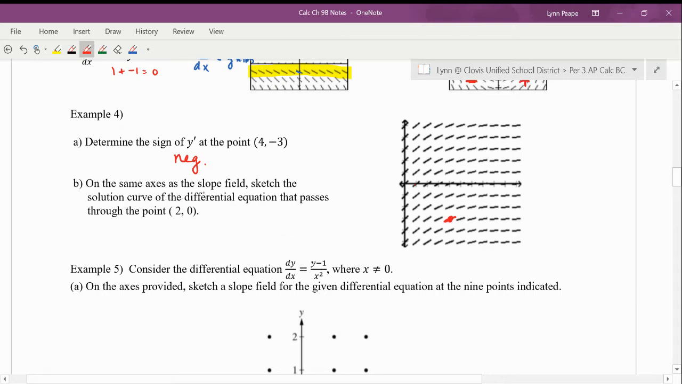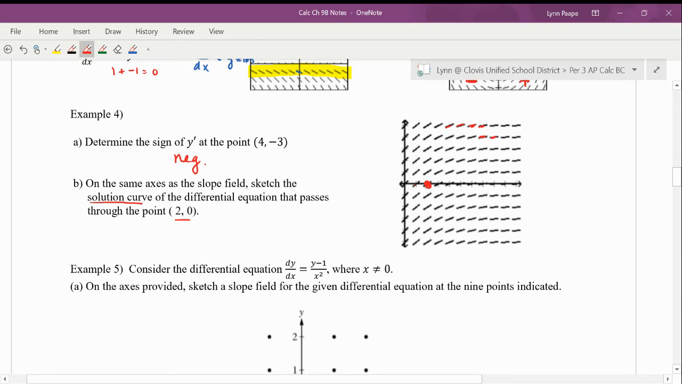So on the same axis as the slope field, we want to sketch a solution curve of the differential equation that passes through the ordered pair 2, 0. So let me erase this one. So at 2, 0, so that would be right here. So what that means when they ask us for a solution curve is that all of these lines right here represents some sort of point of tangency on the graph. And so what we're trying to do is kind of follow along those lines.